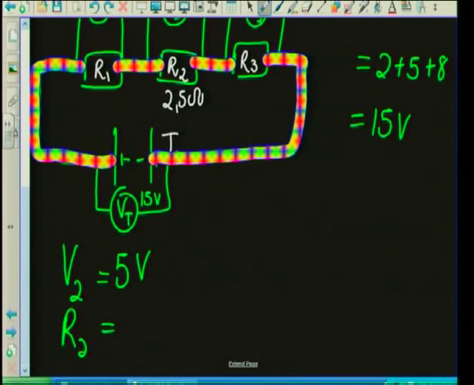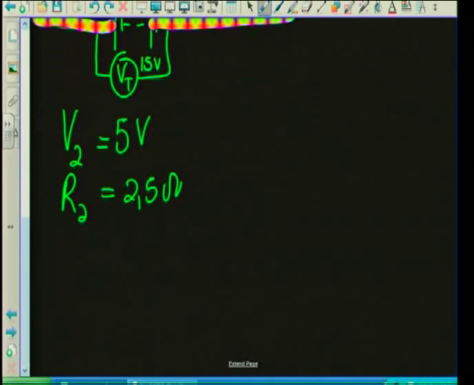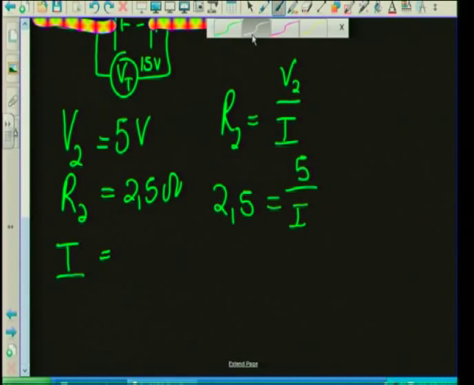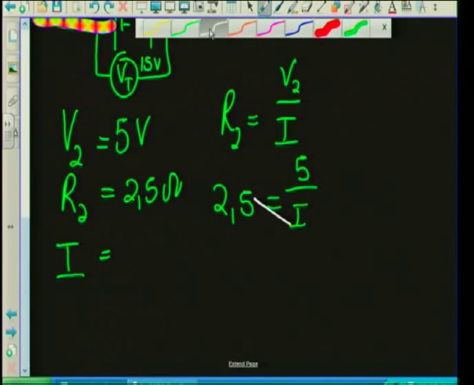The resistance is 2.5, and I want I. Remembering way back about half an hour ago, 40 minutes ago, we looked at the equation for R. R2 is V2 divided by I. Okay, I want I. R2 is 2.5, V2 is 5. Brilliant, not so bad. We recognize that those two are going to swap places.